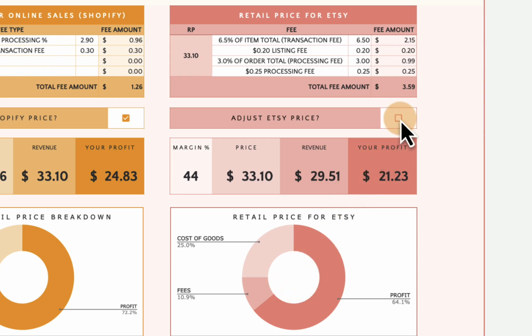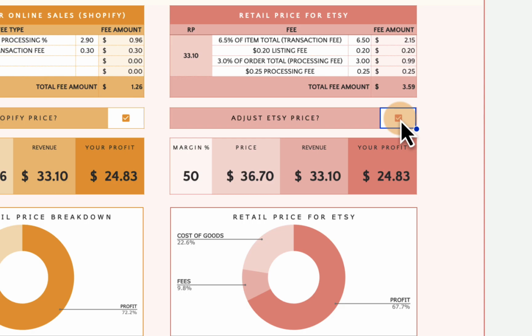Click the checkbox to adjust price and it will automatically show you how much you should charge on Etsy to maintain your desired profit of 50% margin. If Etsy ever changes their fees to, let's say, 10%, you can simply change this number here and calculations will be adjusted automatically.